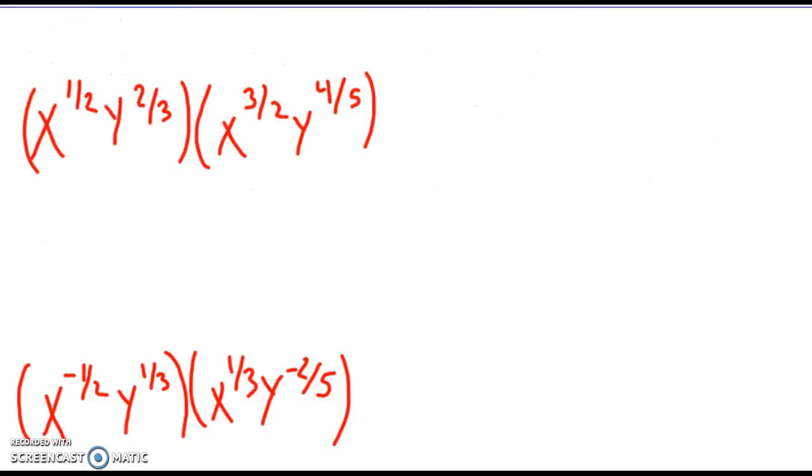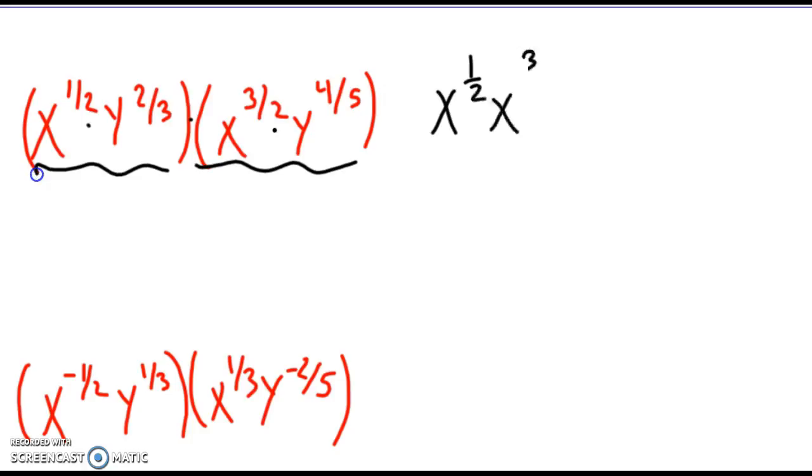Let's make this a tad bit more complicated. Here, there are two different letters, and these are all multiplied together. You can think about that as rearranging it: x to the 1/2, x to the 3/2, y to the 2/3, y to the 4/5. That's by the commutative property of multiplication. Numerous times we can rearrange that order.